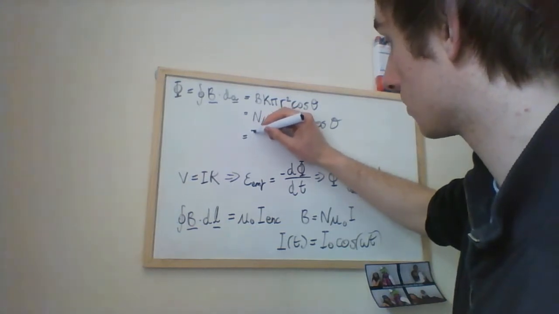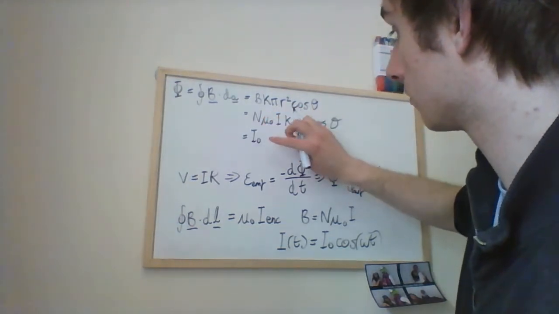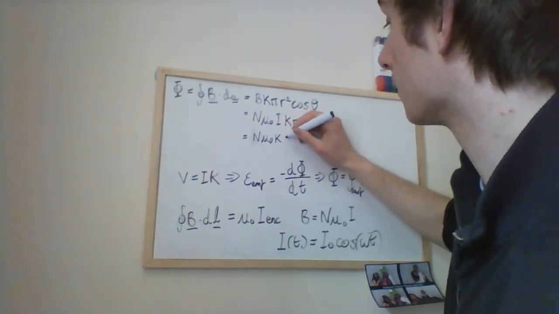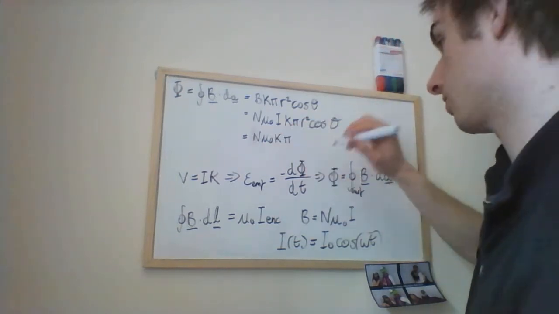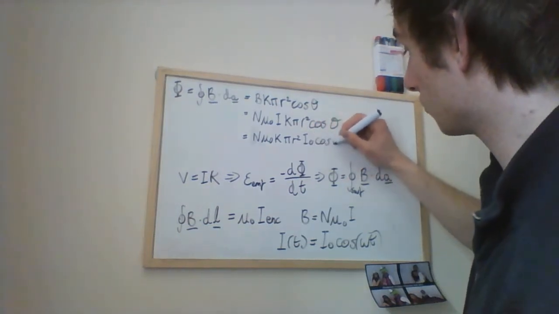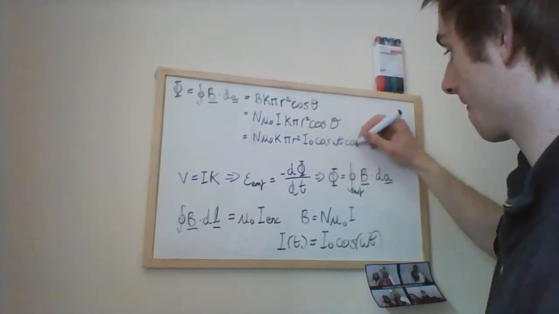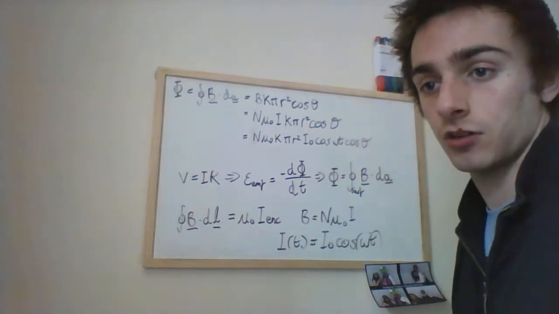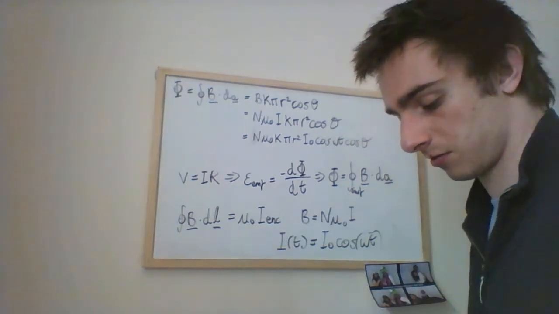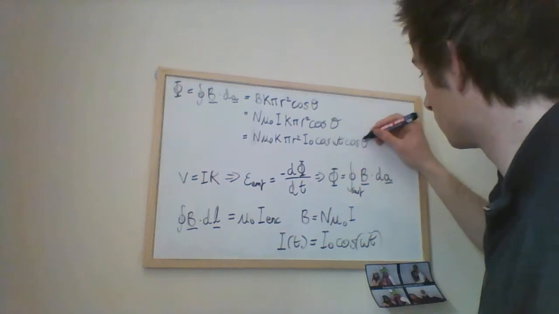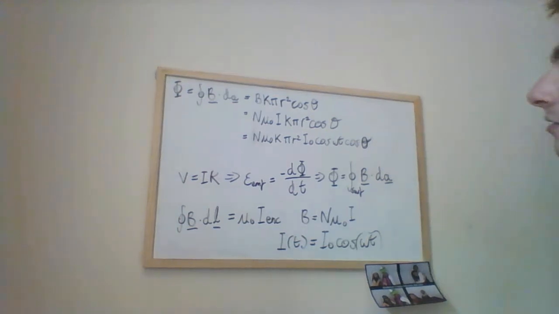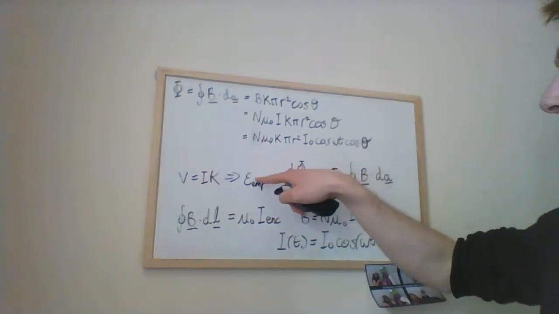which gives us N pi K mu, permeability constant, multiplied by I naught cos omega T. I am sorry for this squeaking. Cos theta. Oh, that's better. Yeah, cos theta. Okay. So we have an expression with respect to time, so we need to find our EMF.